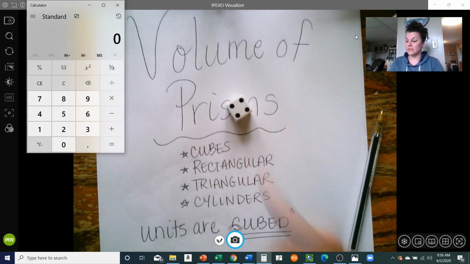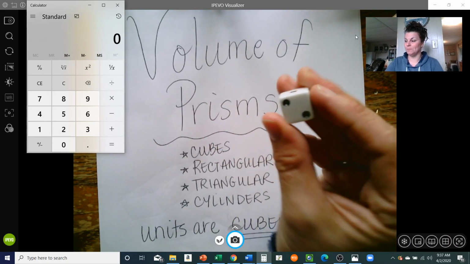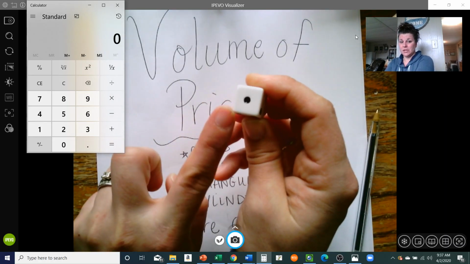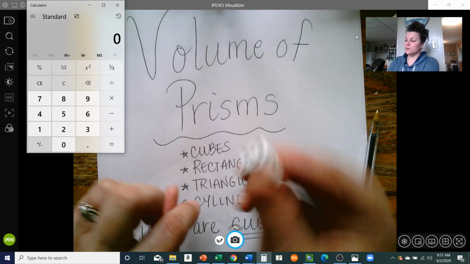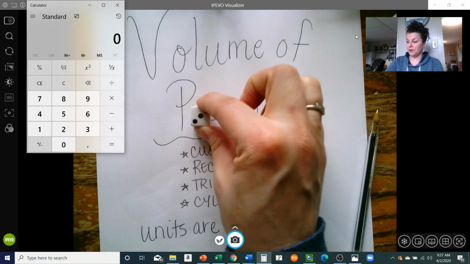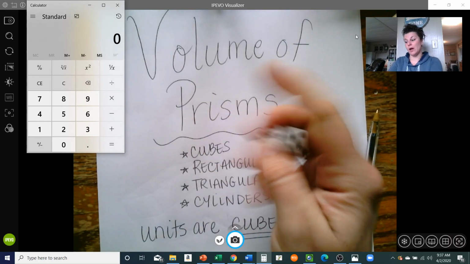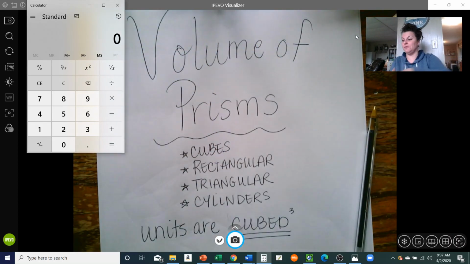So this is a cube. We're going to pretend it's just a plain cube so we're not distracted by it. It's about a centimeter. Each line is about a centimeter. And so this is like a cubic centimeter. So I could figure out how many of these fill up a shape, and then I would know how many cubic centimeters of volume that figure has.